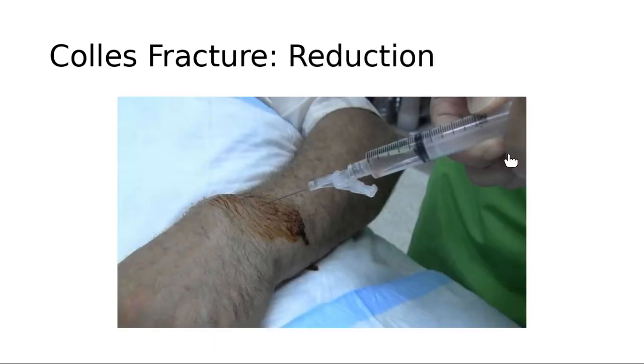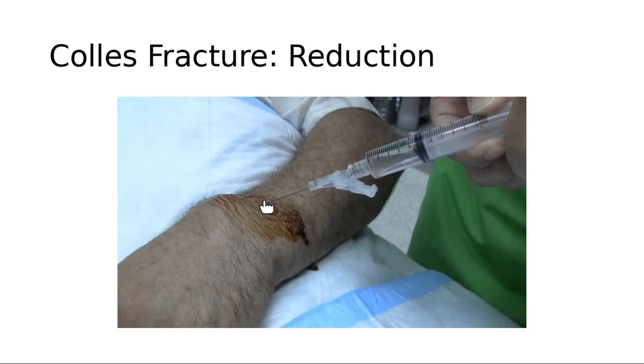Now, to reduce the fracture, you need to administer analgesia. And analgesia may be administered in the form of what is demonstrated here, what we call a hematoma block, where you inject the fracture site with a local anesthetic, usually lignocaine or marcaine, so that you anesthetize the area.